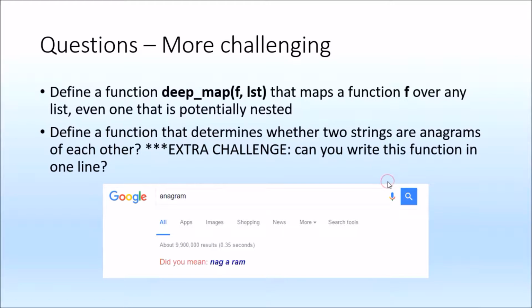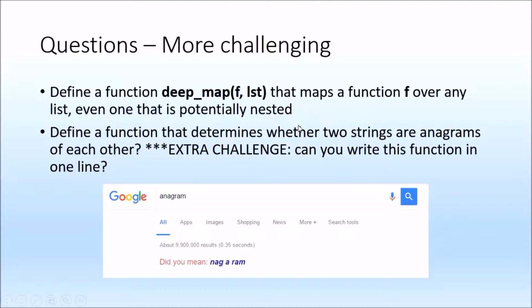So now we're going to go into some more challenging questions. So this first question I think is actually more challenging than the second. So let's go over the first question first. What this first question wants is we want to define a function deep map that takes in a function f and maps that over a list that could potentially be nested.